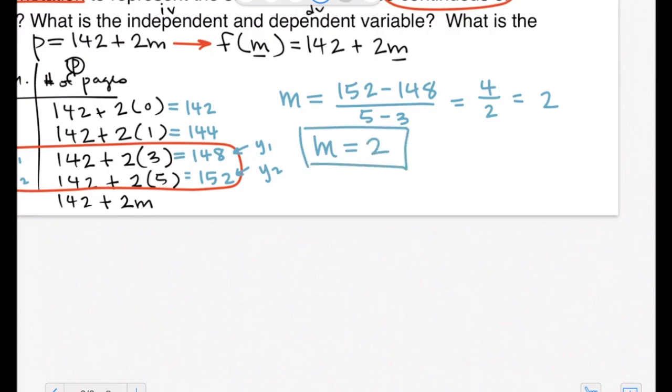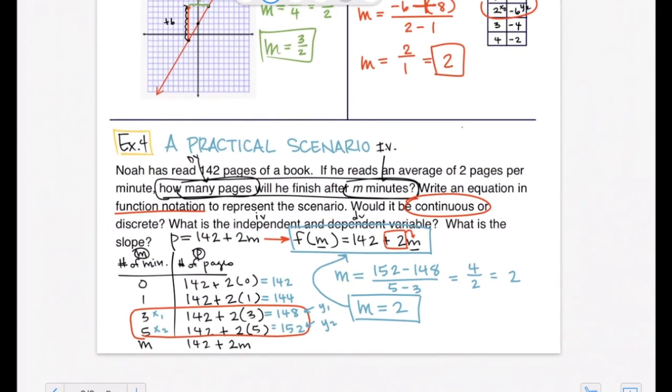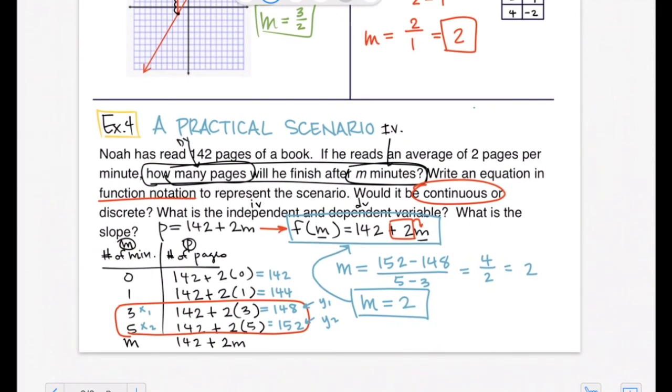Now, last thing is I want you to notice where that shows up in the equation. This is something we're going to talk about very soon. Notice the number 2 shows up in front of the variable. So keep that in mind, make a mental note, and we're going to come back to that and work with it more in later videos.